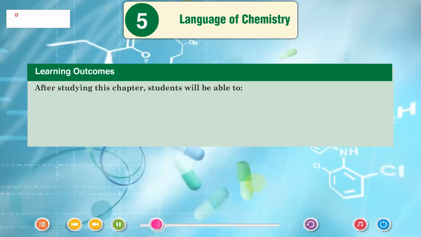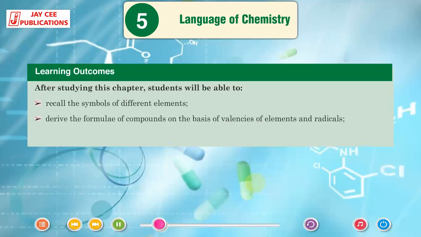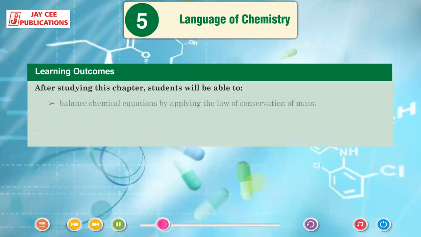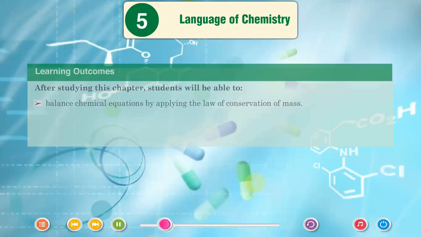After studying this chapter, students will be able to recall the symbols of different elements, derive the formula of compounds on the basis of valencies of elements and radicals, write chemical equation of a reaction, and balance chemical equations by applying the law of conservation of mass.